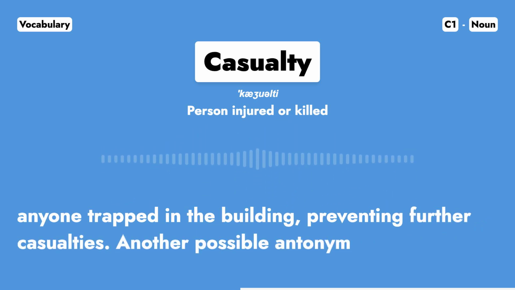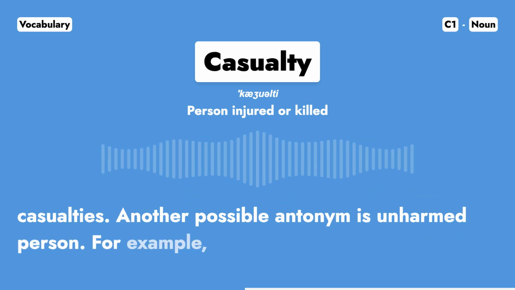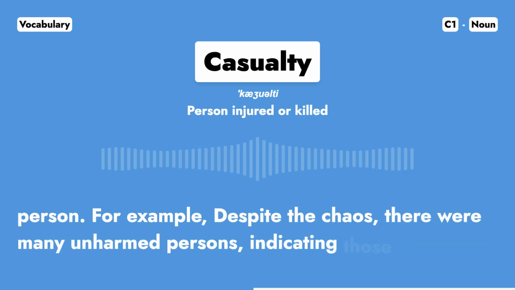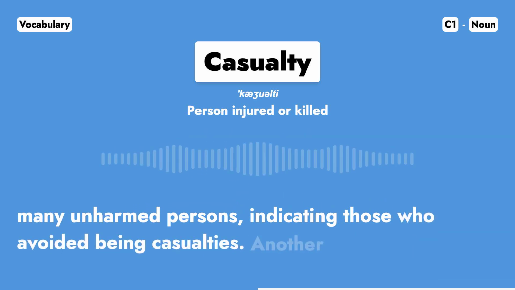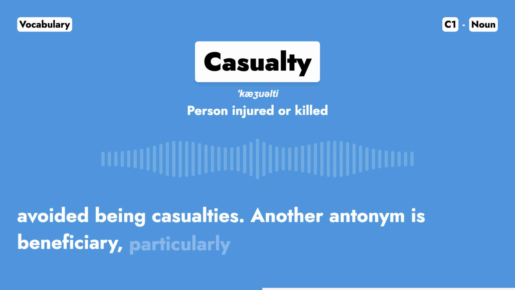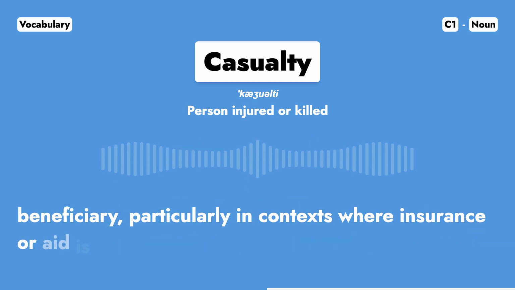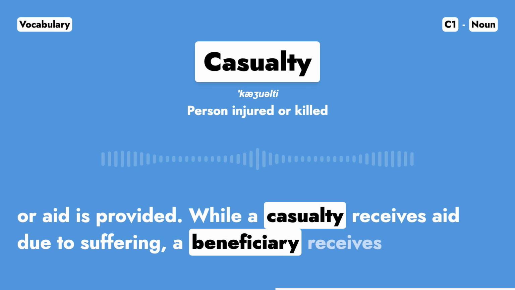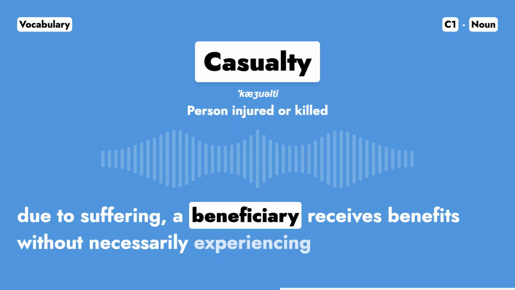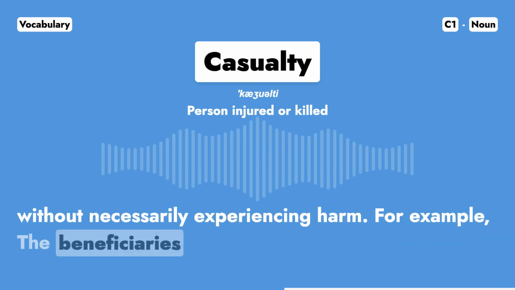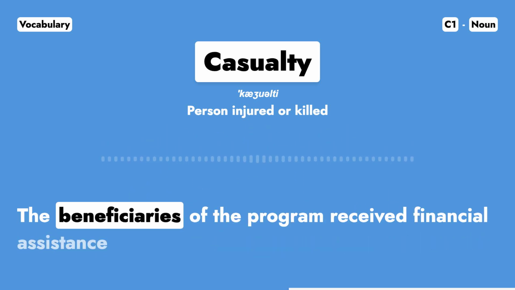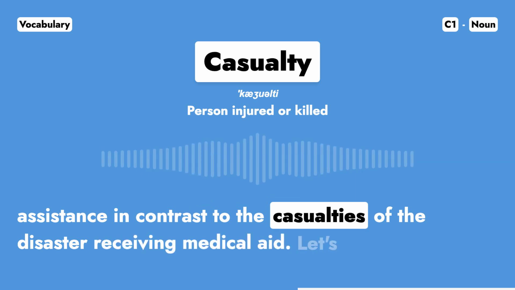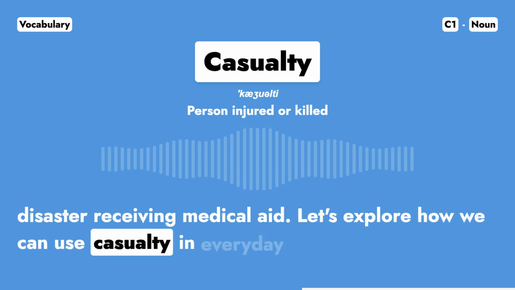Another possible antonym is unharmed person. For example, despite the chaos, there were many unharmed persons, indicating those who avoided being casualties. Another antonym is beneficiary, particularly in contexts where insurance or aid is provided. While a casualty receives aid due to suffering, a beneficiary receives benefits without necessarily experiencing harm. For example, the beneficiaries of the program received financial assistance in contrast to the casualties of the disaster receiving medical aid.